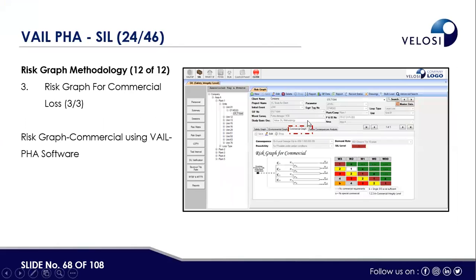So in our software, we can determine the SIL level of the commercial graph as well. Each will have its own SIL level, and the highest one will be the SIL level considered for that whole loop. For example, for the safety graph, it is coming as 1. For the environmental graph, it is coming as 1. But for the commercial, it is coming as 2. Then we can say that the target SIL for this loop is SIL 2, because commercial is the driving one, which is driving the SIL to SIL 2.